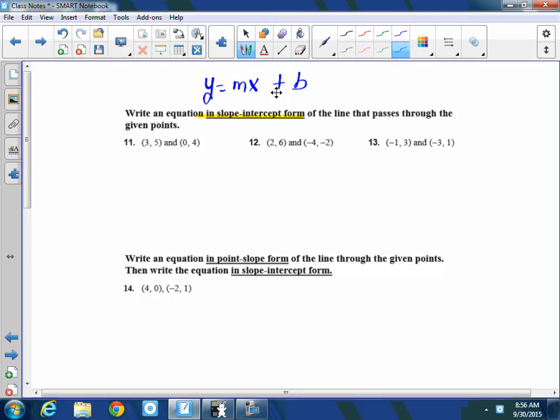I like to make a table because I'm going to tell you something. If I make a table, I always mess up. Always. It doesn't fail. So what I like to do is just do this. And then 3, 5, 0, 4. It took me about 5 seconds, literally, to do that. And then I make sure, 0, 4, right?